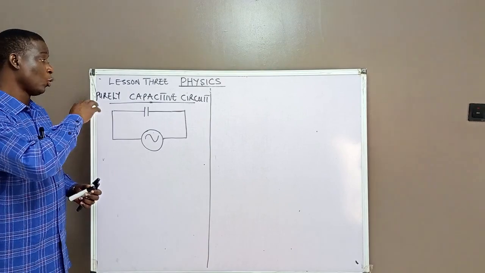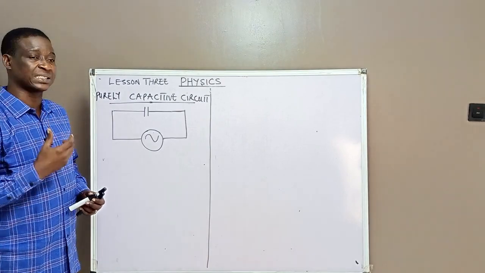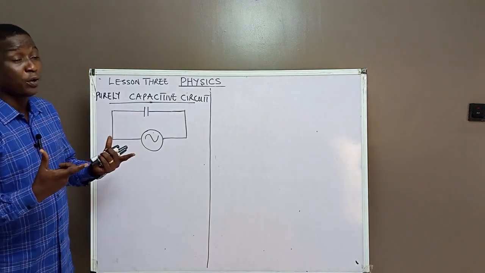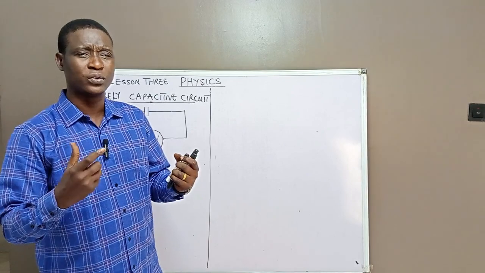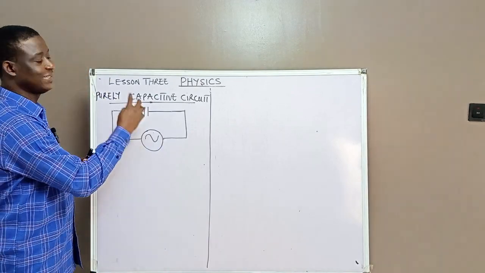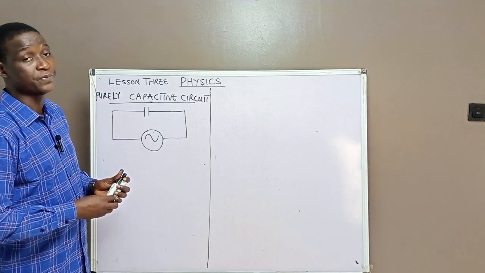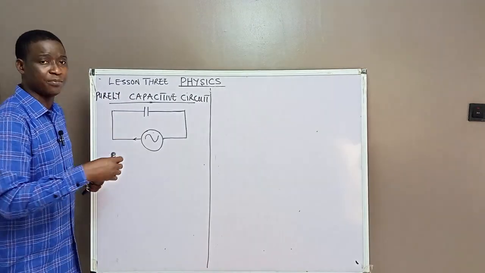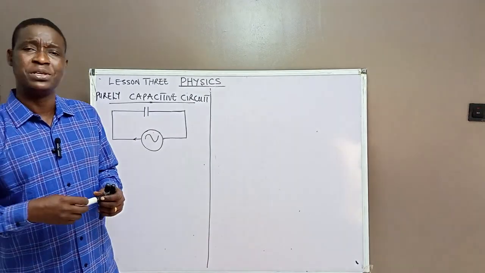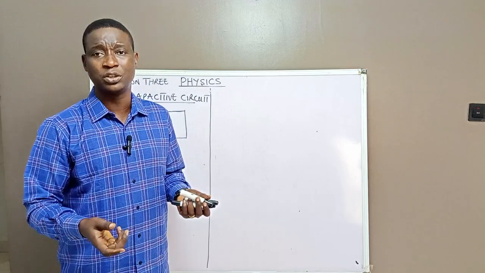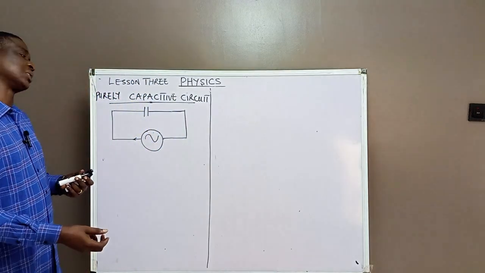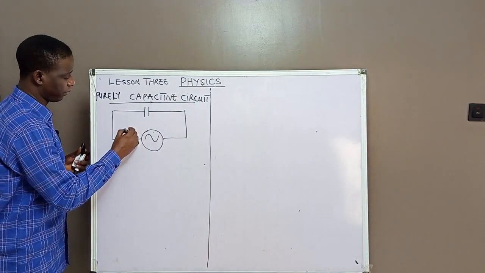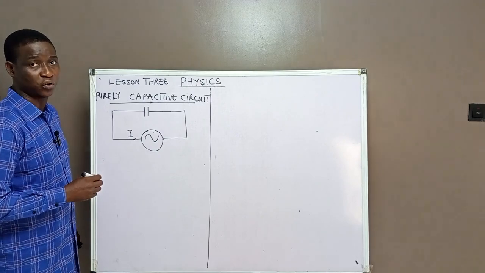Hello everyone. We want to talk about the purely capacitive circuit. And what is a purely capacitive circuit? A purely capacitive circuit is a circuit in which the capacitor is connected directly to the AC source. Don't forget, as it's connected directly to the AC source, it can be an alternator or an AC generator. Just watch lesson 1, then you will understand that a current must be produced from the source.